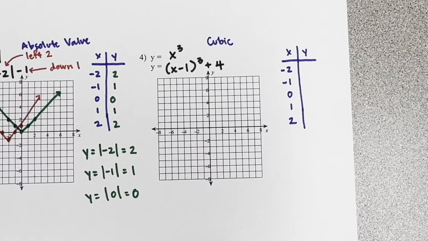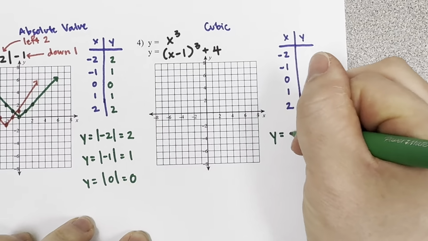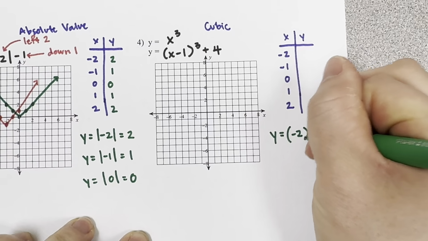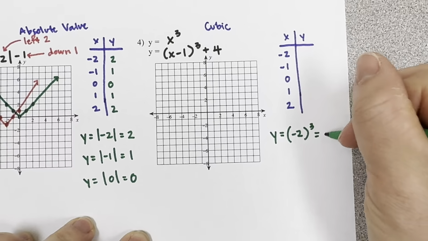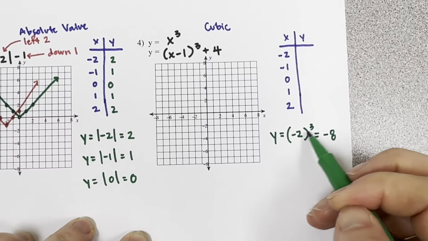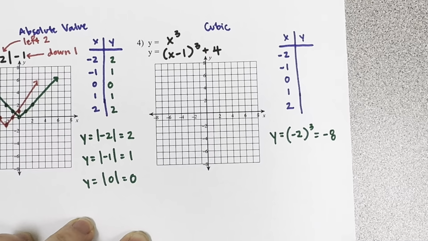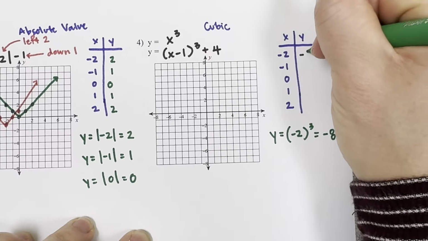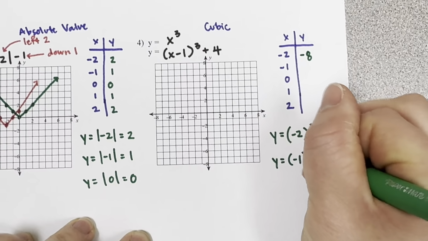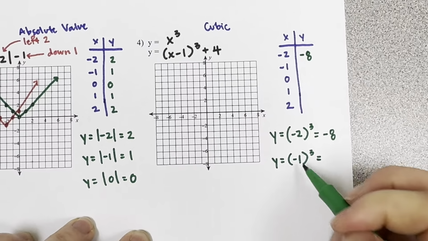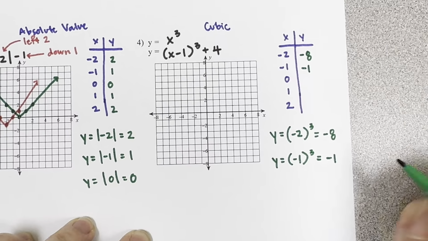A couple things with cubic that we have to remember, and you can do this in a calculator. You're more than welcome to. When I plug in -2 cubed, this is going to give me -8, because remember, this is not -2 times 3. This is saying -2 times -2 times -2. So when I plug in -2, I get out -8. When I plug in -1, -1 times -1 times -1, I get out -1.